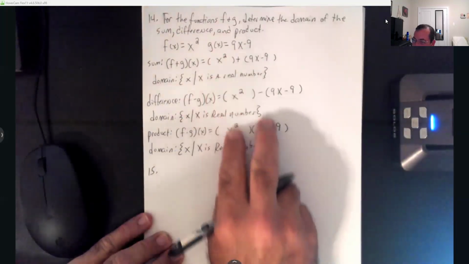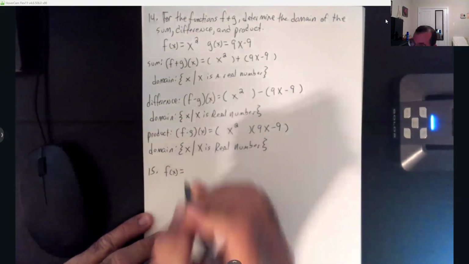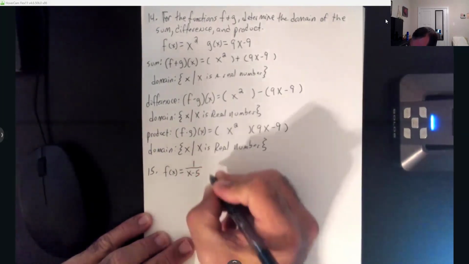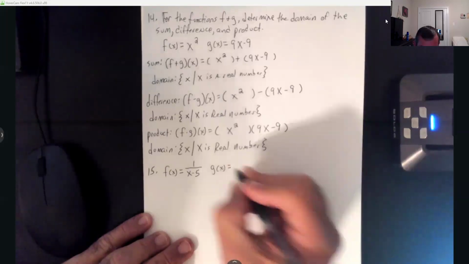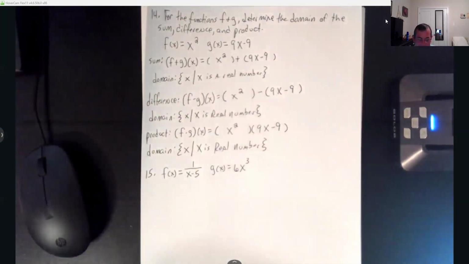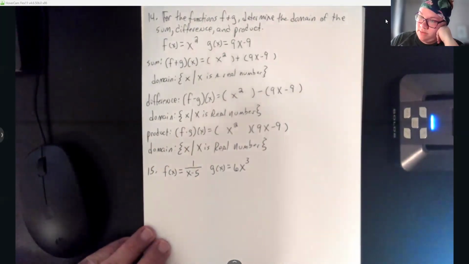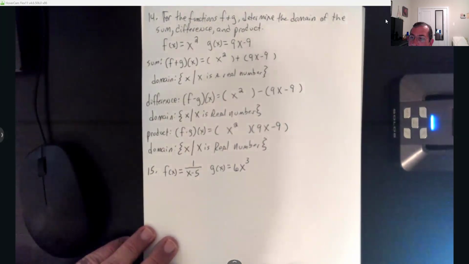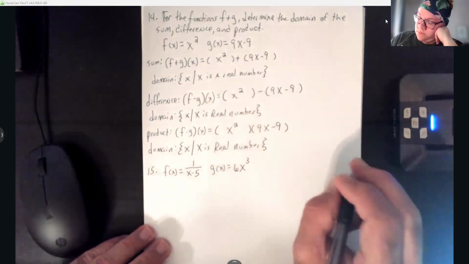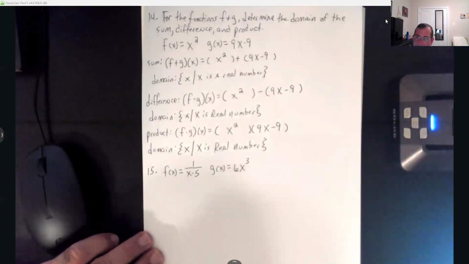So, the same directions, but look what's going to happen. My f of x is now going to be 1 divided by x minus 5. My g of x is now going to be 6x to the third. What's the word for division? Quotient. So they might say find the quotient. Sum, difference, product, and quotient are the big ones for add, subtract, multiply, and divide.